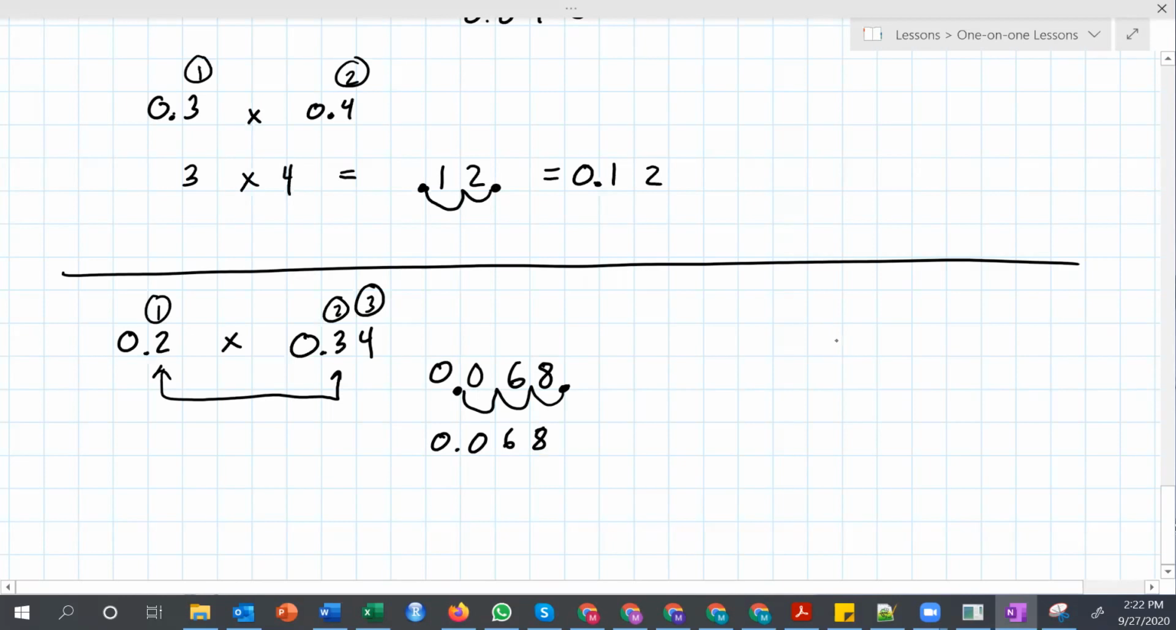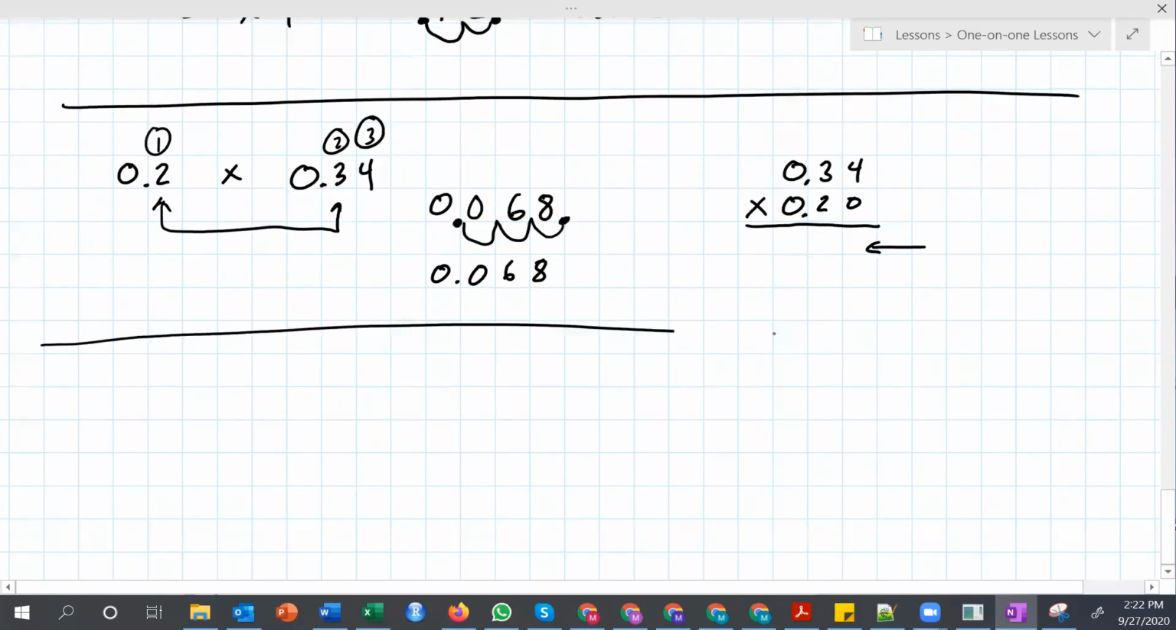So if you prefer to line them up, you can also do that. It's just that you have to remember to indent with your zeros each time. All right. So let's try another one here.